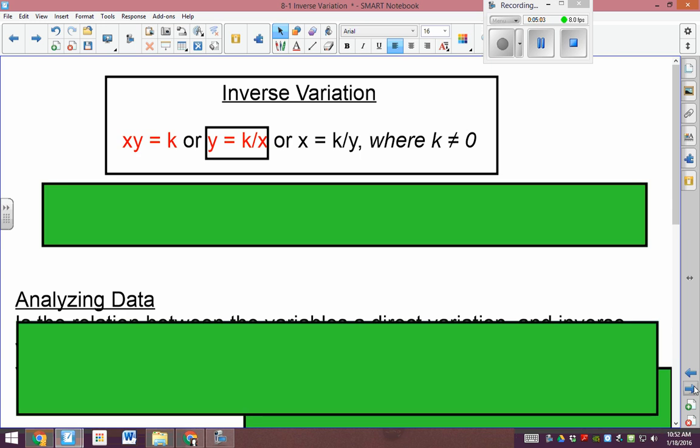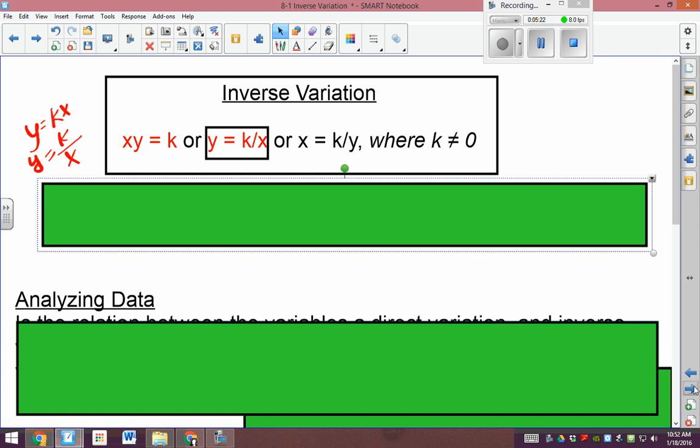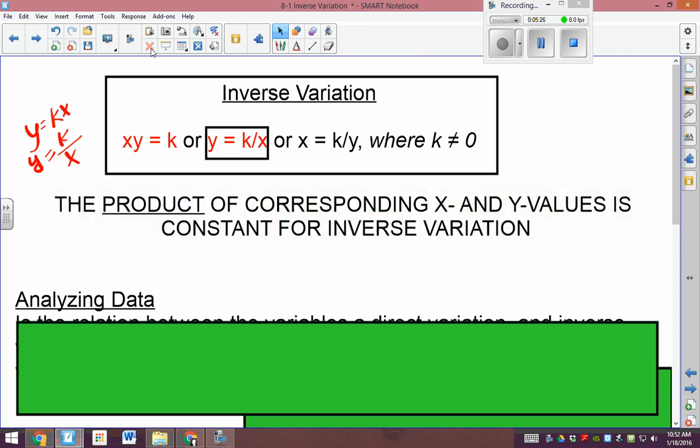Inverse. So the other one was y equals k times x. This one is y equals k over x. Yep, and that's what we've got in the box there. So to find the k, this time we could multiply the two. Correct. So what do you think our takeaway is on this one? Not the ratio, but the product. So the product of the corresponding x and y values is constant for inverse variation.